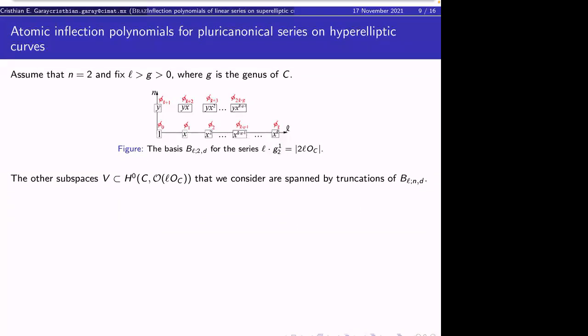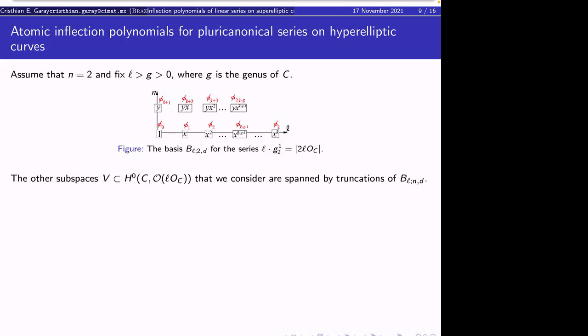So D is disguised here. And L is a number which is bigger than this genus. There is a subtle difference between the monomial basis and the enumeration that I'm giving in order to do the computation. So you have a first row. The row on the bottom consists of L plus one functions, from X to the zero to X to the L. L is the number that you are fixing.